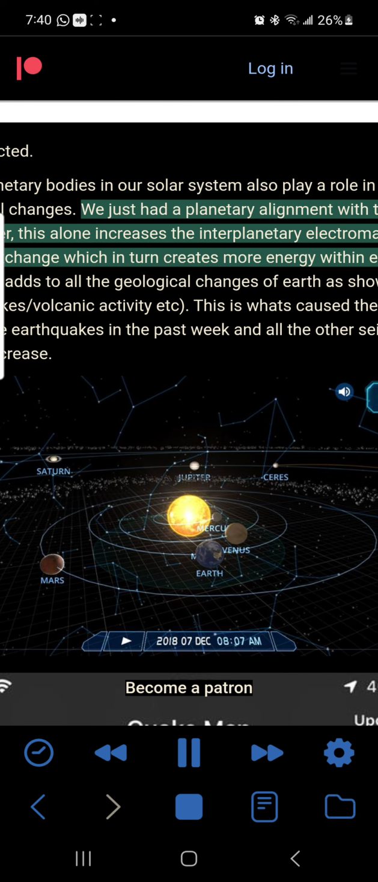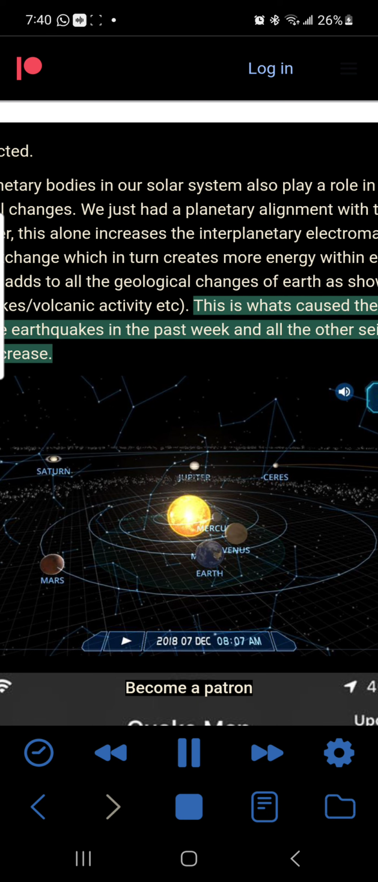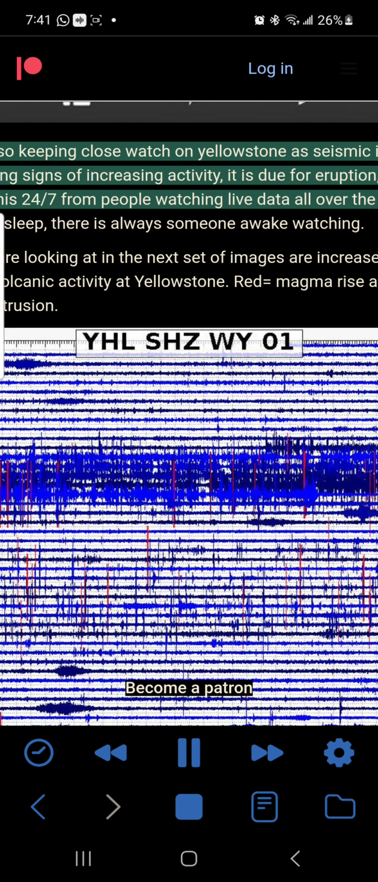We just had a planetary alignment with the Sun and Jupiter. This alone increases the interplanetary electromagnetic particle exchange, which in turn creates more energy within Earth's core. This adds to all the geological changes of Earth as shown above: earthquakes, volcanic activity, etc. This is what's caused the 7+ magnitude earthquakes in the past week and all the other seismic activity increase. We are also keeping close watch on Yellowstone as seismic indicators are showing signs of increasing activity. It is due for eruption.